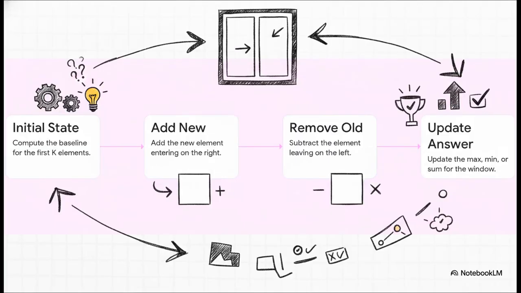Let's look at the mechanics of the fixed size window first. It is an incredibly reliable 4-step cycle. First, you compute the state for your initial window of size k. That is your baseline. Then you start sliding. Step 2, you add the new element entering on the right. Step 3, you subtract or remove the old element leaving on the left. And step 4, you update your best answer. Add, remove, update. It's this beautiful, mechanical, rhythmic loop that perfectly avoids recomputation.